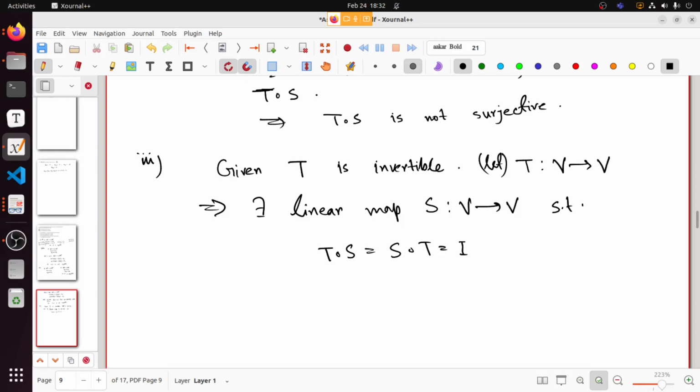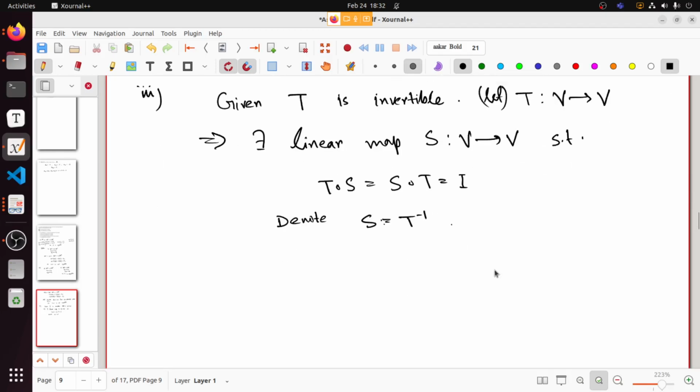So invertible implies that we get a linear map from V to V such that this will hold, right? And as given T is linear, let's denote S to be T inverse, right? We have denoted S by T inverse, what we have got. So by definition T inverse is linear.